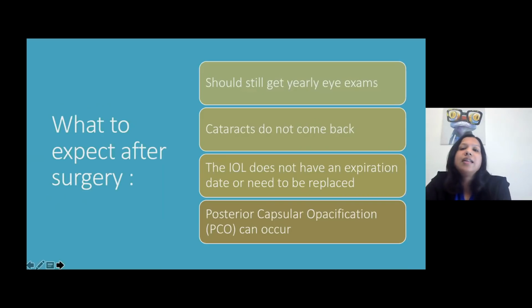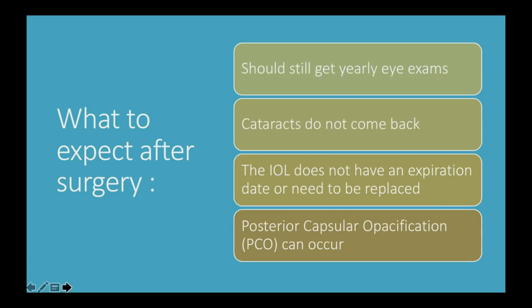And then after you're all done and you've got your glasses prescription, what do you do then? You should still, of course, get yearly eye exams, especially if you have any other eye conditions that need to be monitored. Cataracts do not come back, and the lens doesn't have an expiration date or need to be replaced. It's there forever, unless there's some sort of trauma.